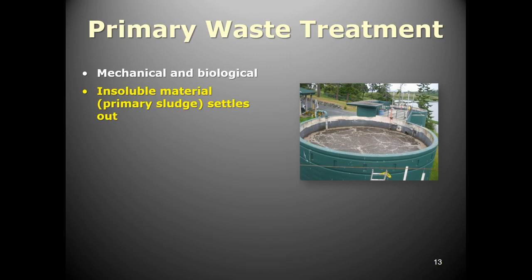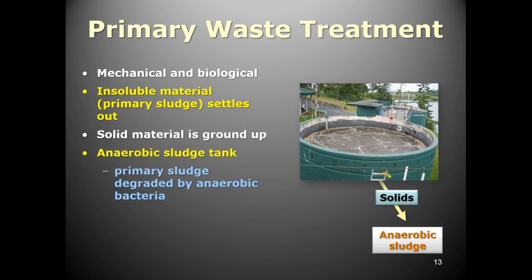In some places, the water and all the soluble stuff will go into a tank, and then they'll add something to it that will cause suspended insoluble material to settle down more quickly. What will happen then with this primary sludge is it's allowed to dry, and then it's going to get ground up and can be used as fertilizer.